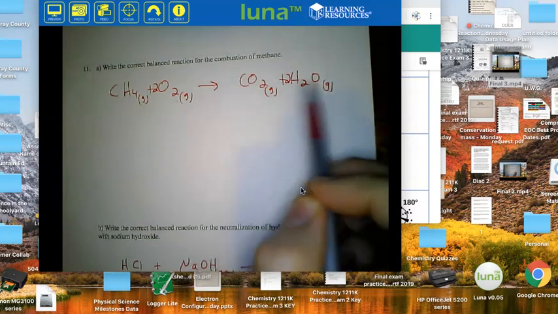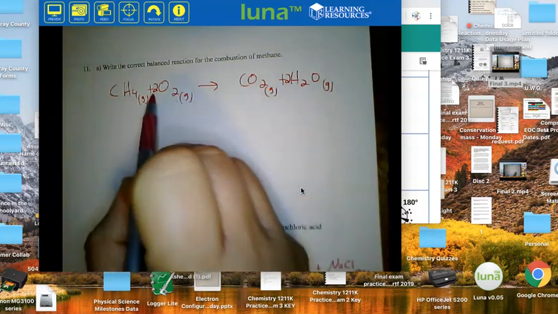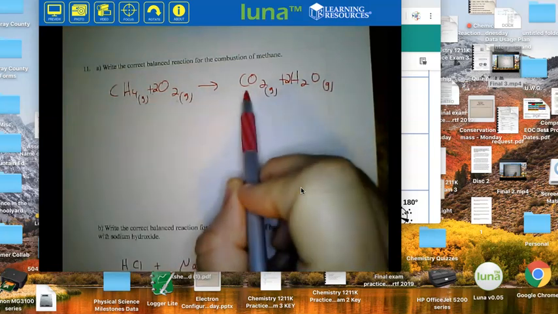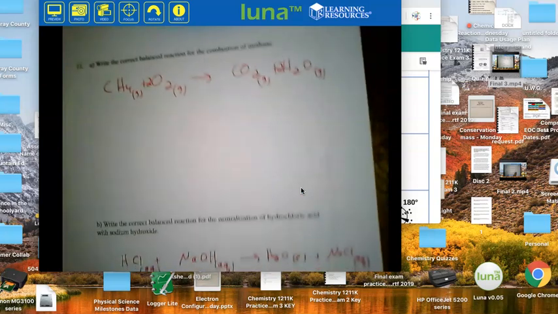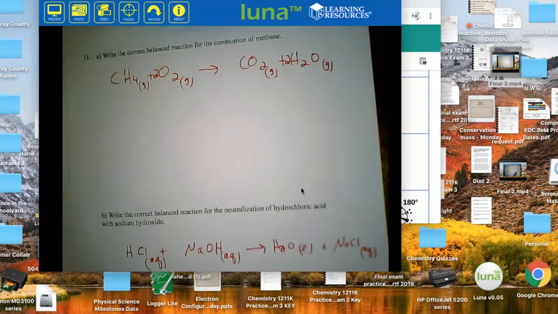So if I put a 2 here, now I have 2 plus 2, I have 4 oxygen on the right. So I put a 2 here to make 4 on the left-hand side. I have 4 hydrogens on the left, I have 4 on the right, I have 1 carbon on both sides, and so it's balanced. So this is the correct balanced equation for the combustion of methane.